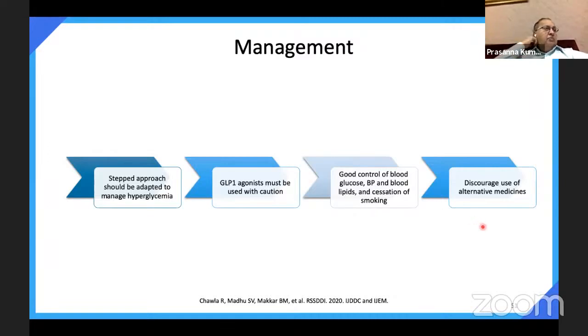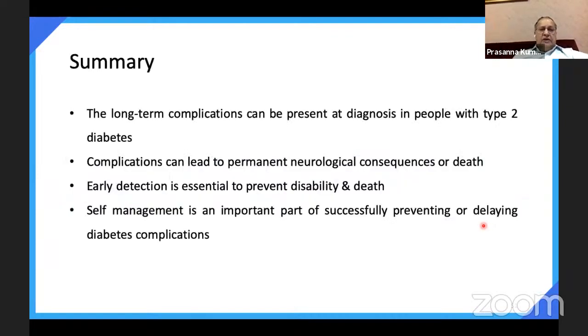Discourage use of alternate medicine. Many times they take alternate medicine thinking that they are going to get a cure. Then they get into a problem.